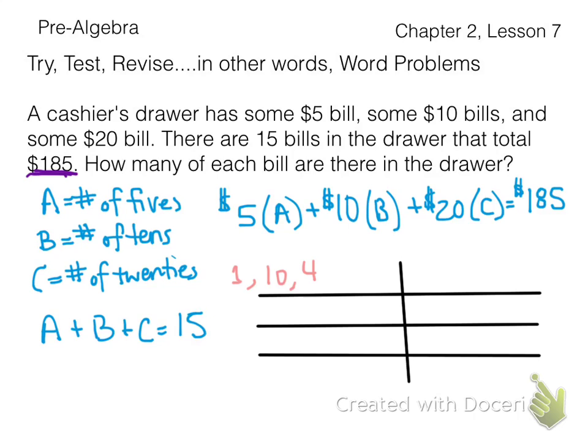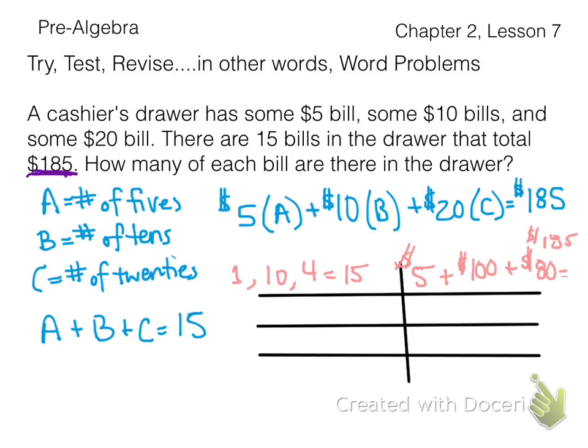So that should add up to 15 bills, right? Because 1 plus 10 plus 4 is 15. And now when we plug it in, we've got 5 times 1 is 5, or $5. Yeah, $5 because one $5 bill is $5. 10 $10 bills is going to give me $100, plus 4 20s is going to give me 80. So that equals $185. All right.